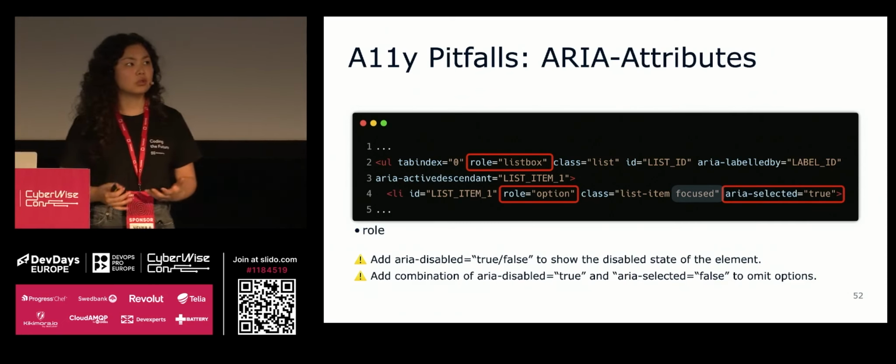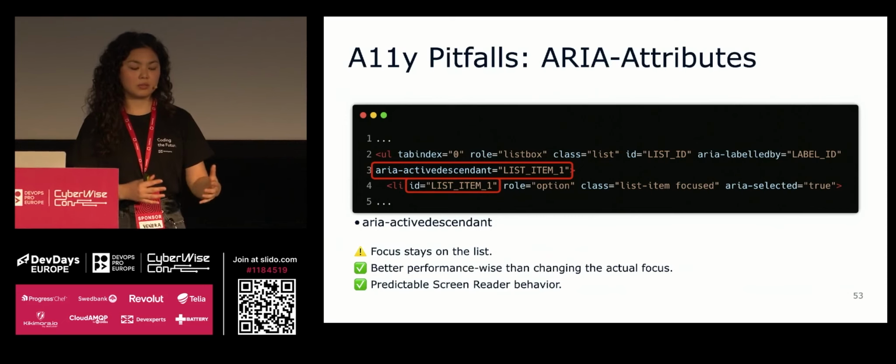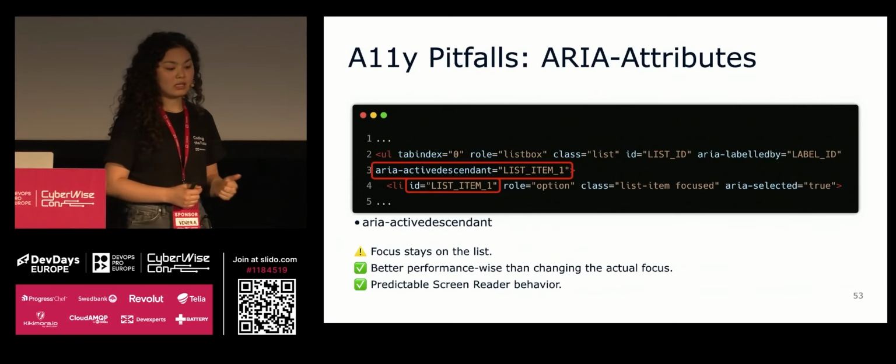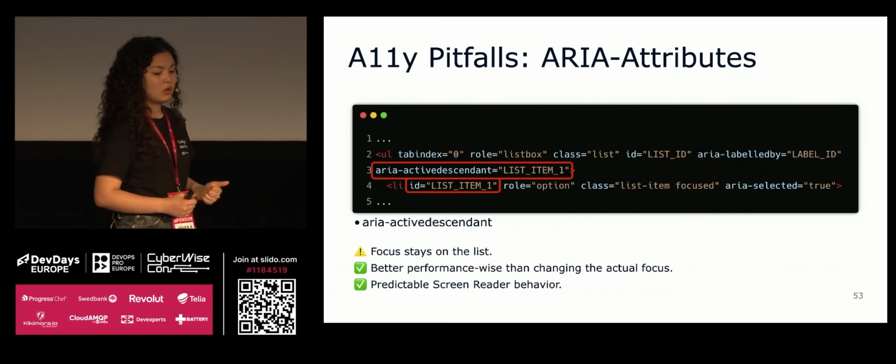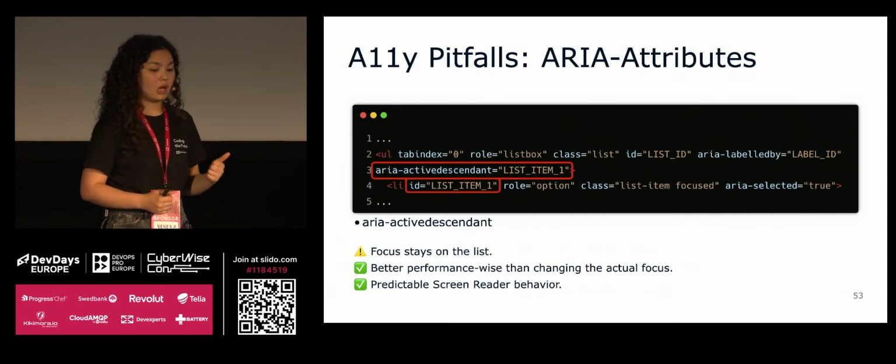ARIA activedescendant is used to define the currently focused item inside of that specific list. This way we don't have to actually change browser focus, which can be very expensive performance-wise. And this way the screen reader will have predictable behavior.